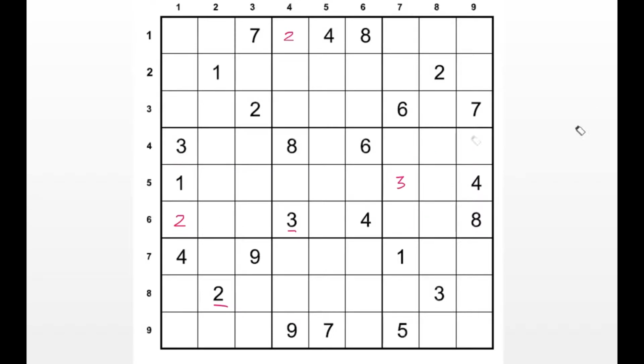Next one will be, let's see, number 4. Number 4 is here, and here cannot be, here and here cannot be, and because of this number 4, here cannot be in this cell. Finally, number 4 will be in this cell.